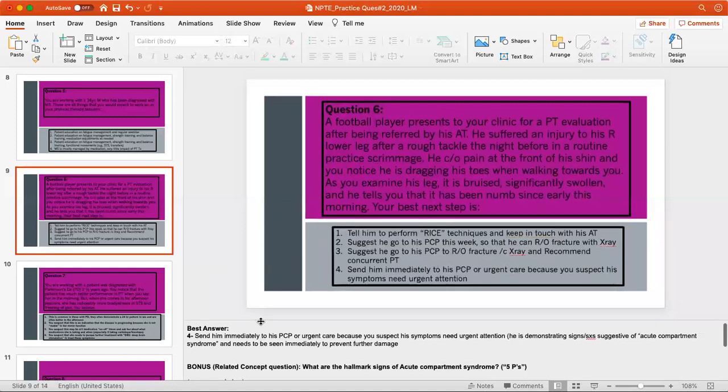So he has trauma, he has swelling, he has indications that anterior compartment of his lower leg neurovascular compromises. So as you mentioned, the neuro indication is loss of motor function, so dragging toes, and then numbness as well. Yeah, absolutely. So you want to get this individual seen.